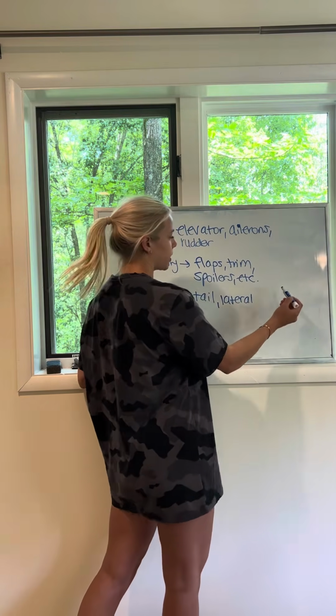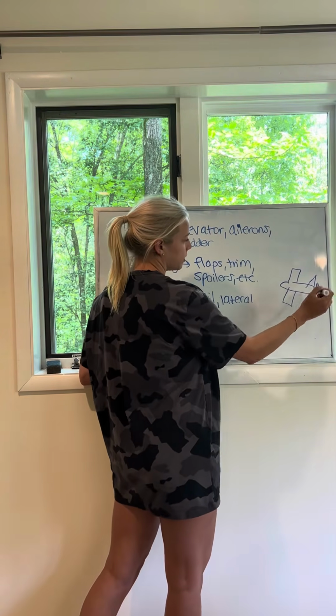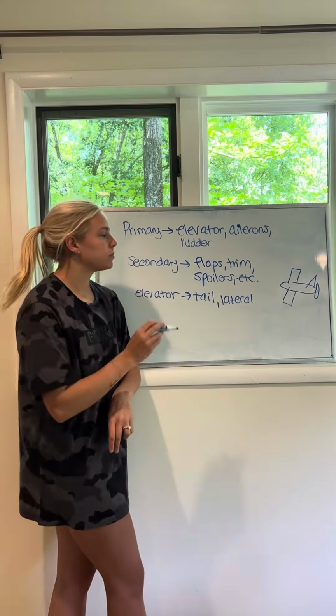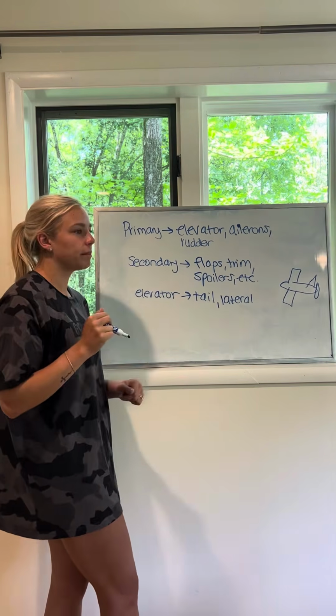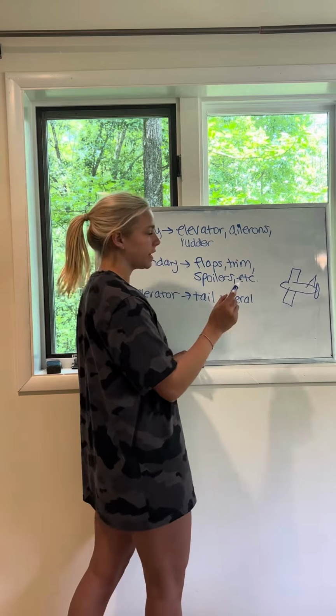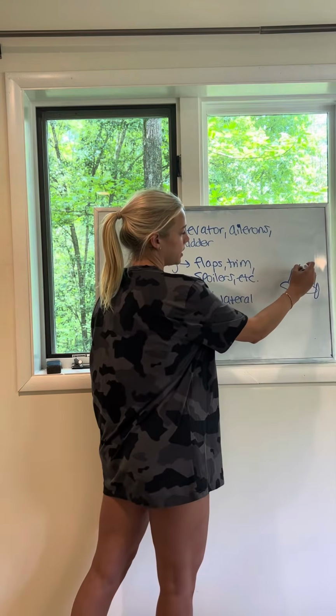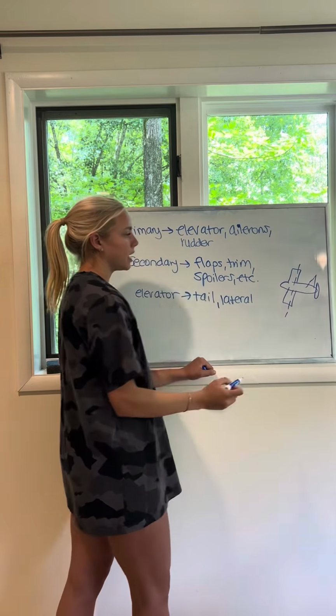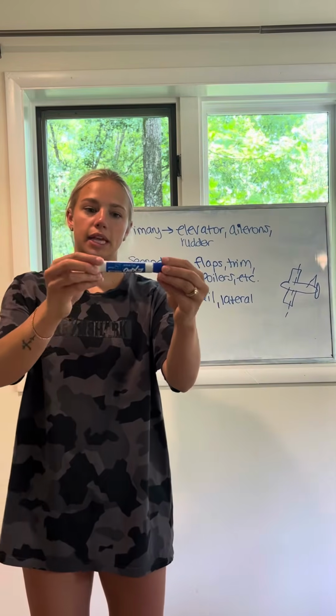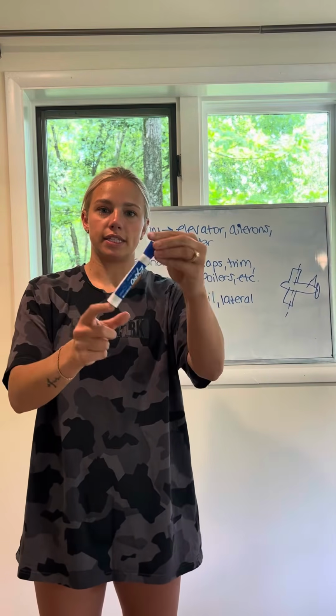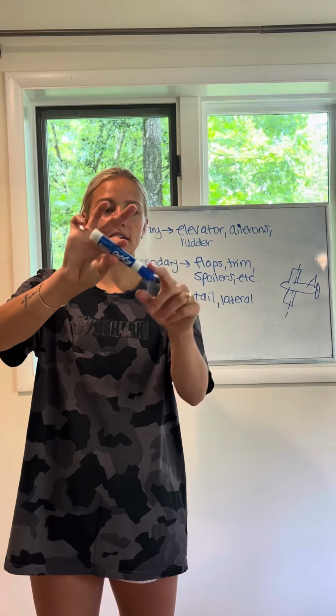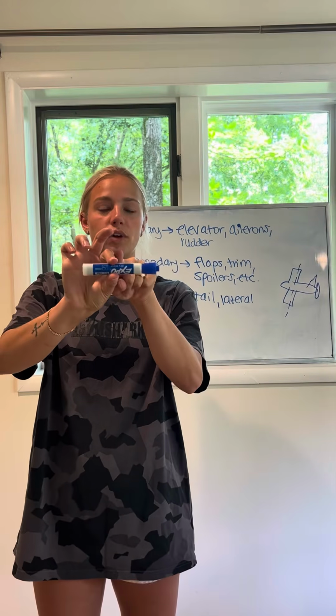So I'm just going to draw a quick airplane over here. Elevator is somewhere back there. Sorry, my drawings are terrible, but the elevator is moving us about this axis. That's lateral. So imagine this is the plane, and we're pitching like this and like this. This is the axis that it's moving about, right here.